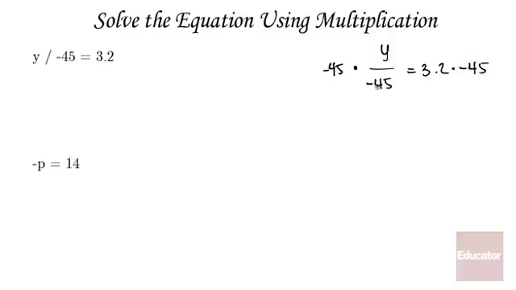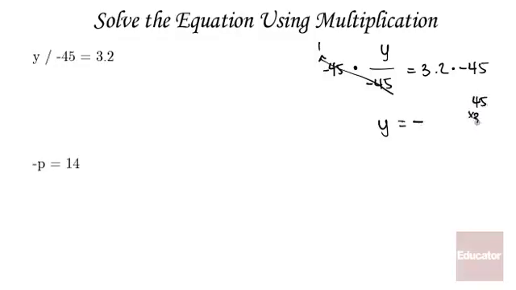A negative divided by a negative will become a positive, and 45 divided by 45 is 1. So that would give me 1 times y, and a positive 1 times y is y. And over here, a positive times a negative is a negative. Let's just write our negative in right now so we don't forget about it at the end.